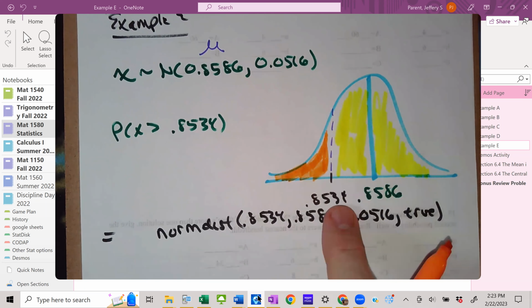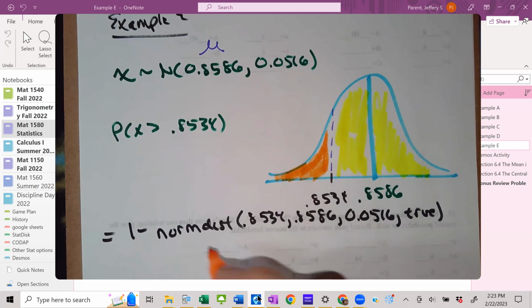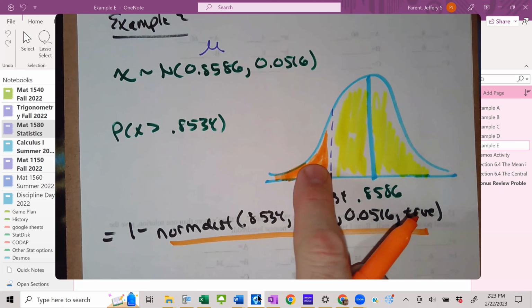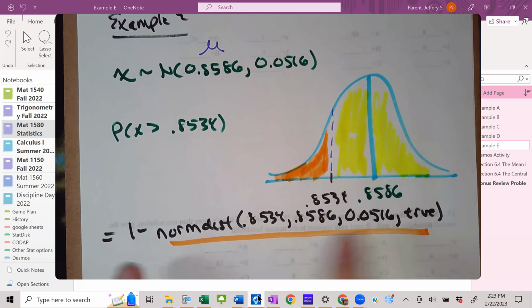And instead, I want the area in yellow, so we're going to have to subtract that from 1. So I'll do 1 minus this. I'll color code this. That area in orange is what I get from this command. I'm going to do 1 minus that, I'll get that area. We'll do that all in one step.